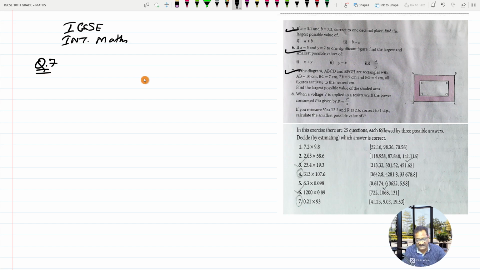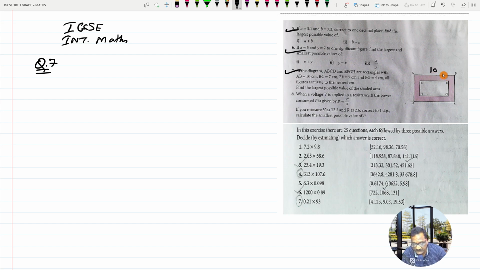Now what question number 7 has to say is, there's this diagram given. This diagram is pertaining to question number 7, right? You can see that there is a diagram which shows two rectangles, one inside another. They say that ABCD and EFGH are two rectangles. If you see carefully, ABCD is the outer rectangle, and EFGH is the inner rectangle. The dimensions given are AB is equal to 10 centimeter. So this is 10 centimeter, right?